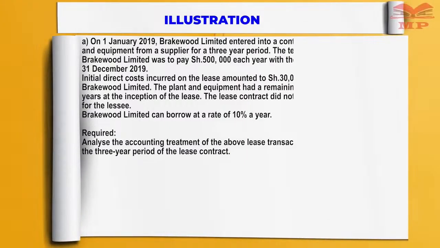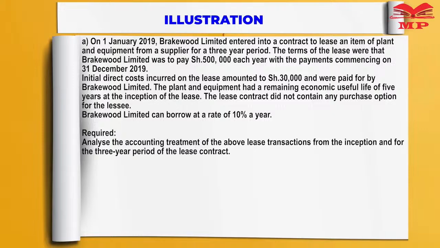The illustration reads: on 1st of January 2019, Breakwood Limited entered into a contract to lease an item of plant and equipment from a supplier for a 3 year period. The terms of the lease were that Breakwood Limited was to pay shillings 500,000 each year, with the payment commencing on 31st of December 2019.